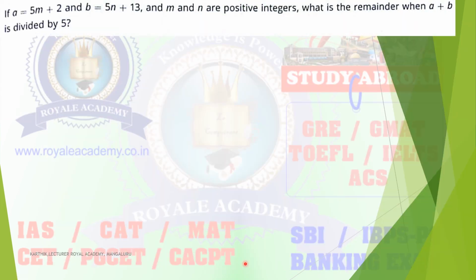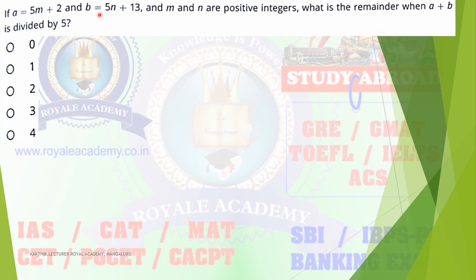Next question: if a is equal to 5m plus 2 and b is equal to 5n plus 13, and m and n are positive integers, what is the remainder when a plus b is divided by 5? So here what is the remainder? Remainder value is given when a plus b is divided by 5. First you solve this equation. A is given, b is given.